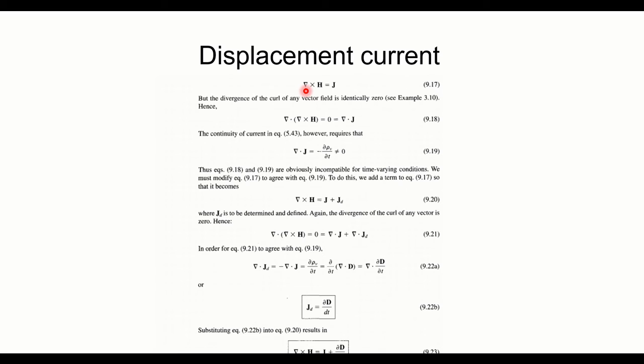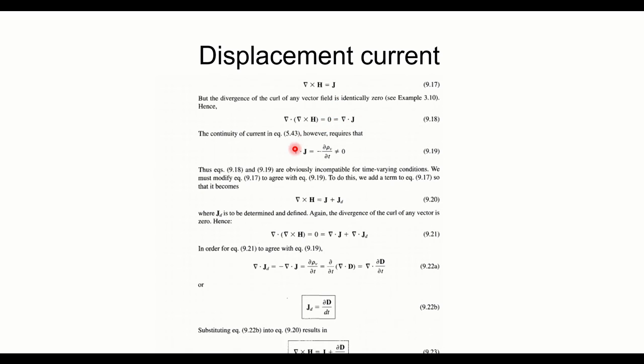When we use the identity del dot del cross H is equal to 0, that is, the divergence of the curl of a vector field is 0, then applying this to the equation, del dot J will also be equal to 0, because del cross H is equal to J. So when we apply the identity del dot del cross H equal to 0, we can say that del dot J is equal to 0.